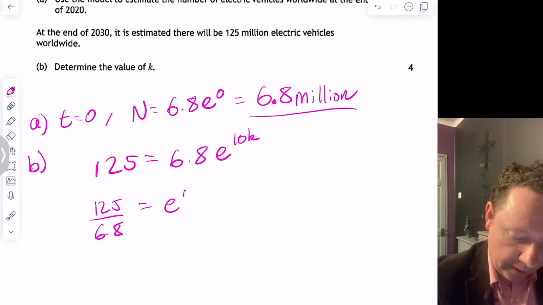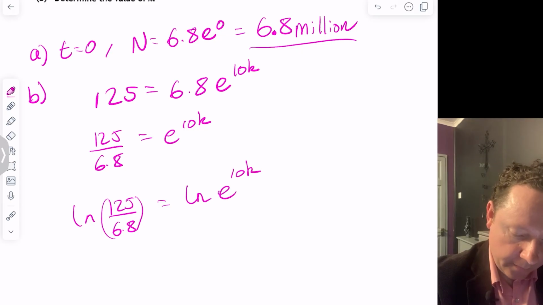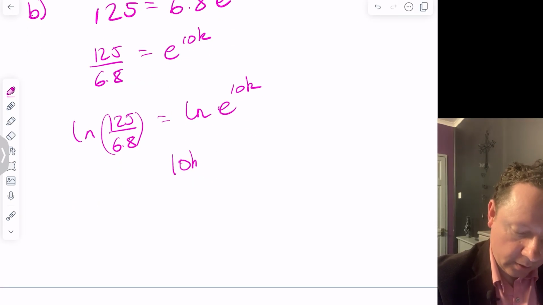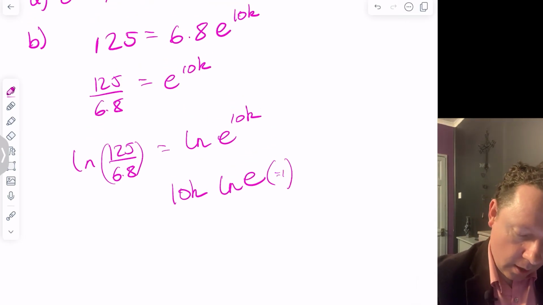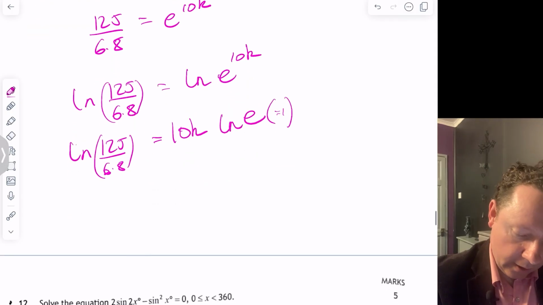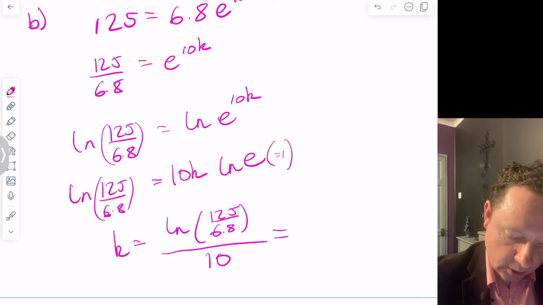That equals e to the 10k. Take the natural log of both sides. ln of 125 over 6.8 equals ln e to the 10k. 10k can come down to the front to get ln e, which is just 1, remember. And that is ln 125 over 6.8. And therefore, k is very simply ln 125 over 6.8 all divided by 10, which is a calculator job.